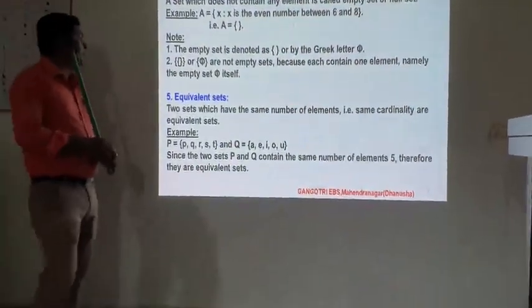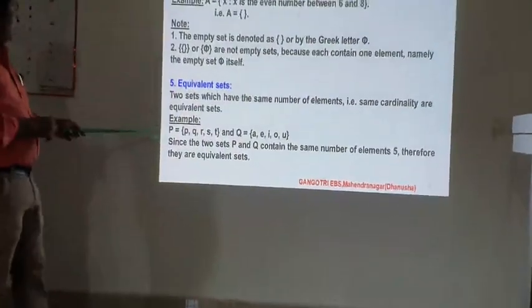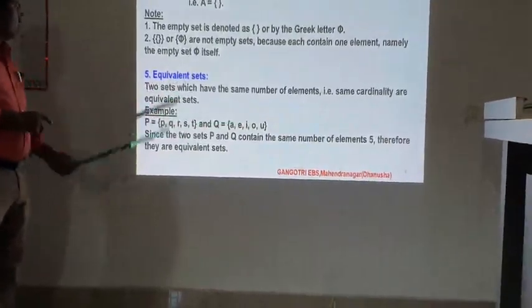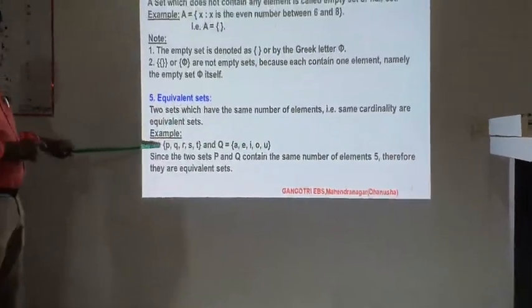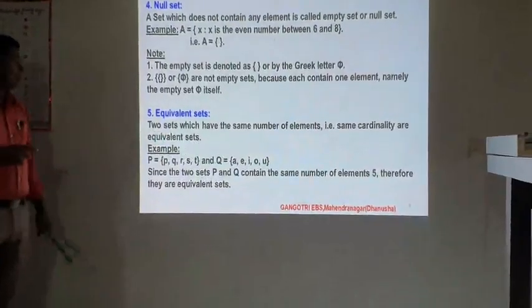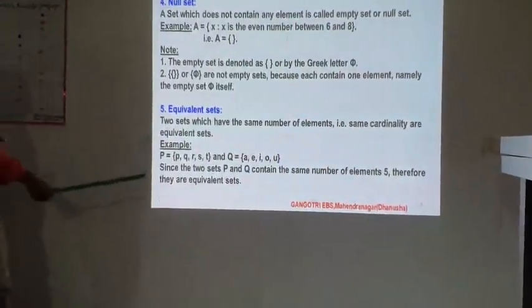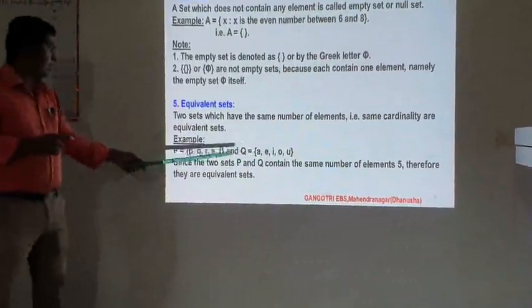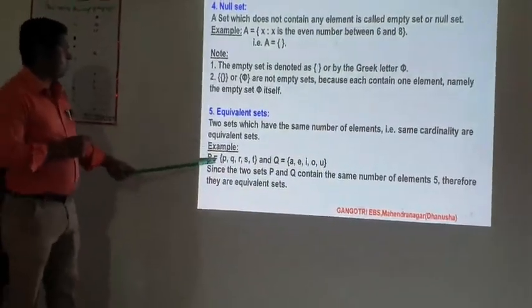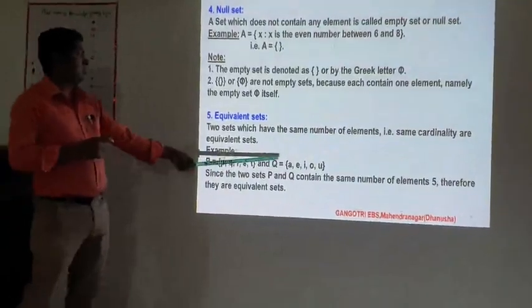See one example here: P is equal to {P, Q, R, S, T}, Q is equal to {A, E, I, O, U}. There are two sets. Here is a set of vowels, and here is a set of some consonants. But there are elements also here, 5 elements. There are also 5 elements.